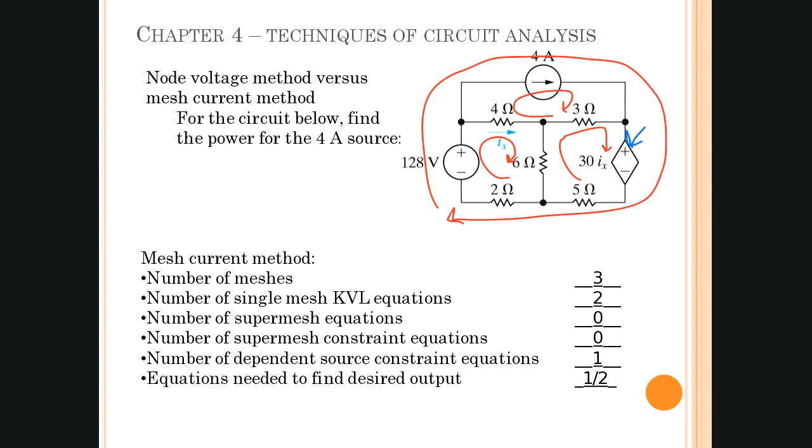Well, let me just circle it. Now I'll erase all those in a second. And so the equations needed to find the desired output, we need 2 mesh equations. Again, remember, we're just looking for the 4 amp source here. I don't really care what's happening in either one of these bottom loops. I can actually omit one of them, and I would only need 2 equations to get to the 4 amp source.